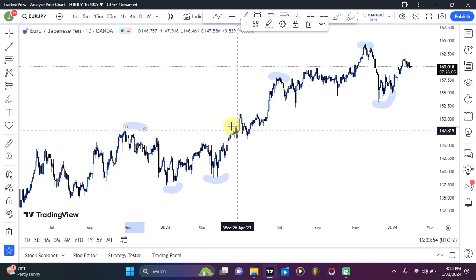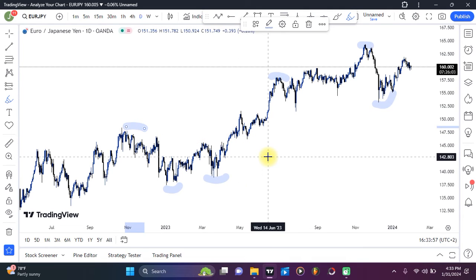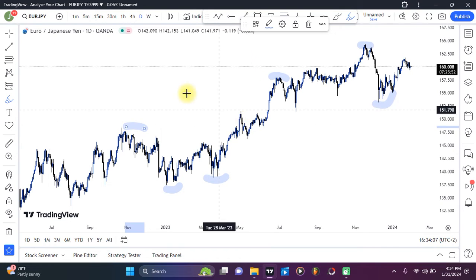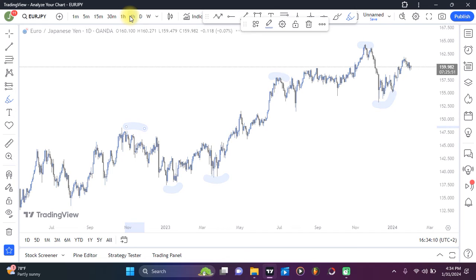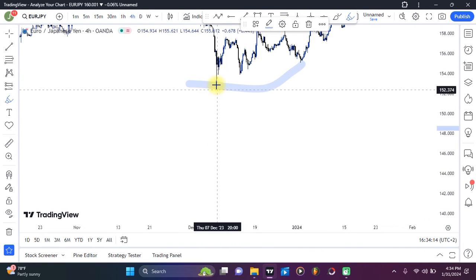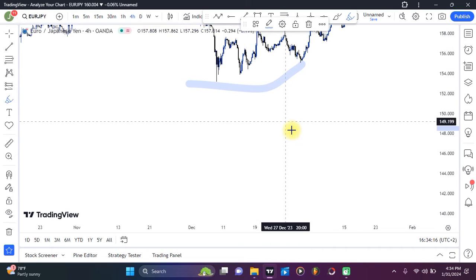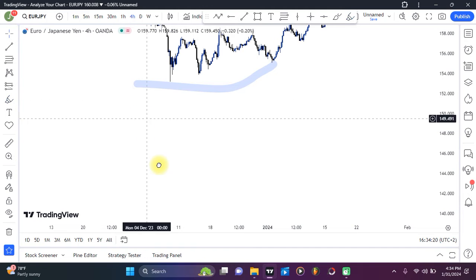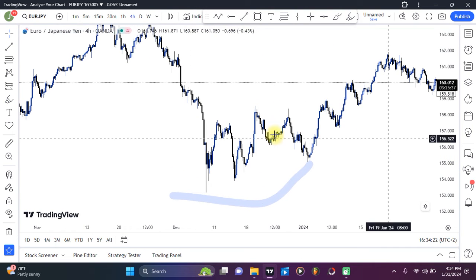Now we are done with the first step of the strategy. Now we are going to the second step of our top-down analysis, which is to go to the 4-hour time frame and try to find trading zones. So I'm going to go to the 4-hour time frame, and I want us to focus on this range here.